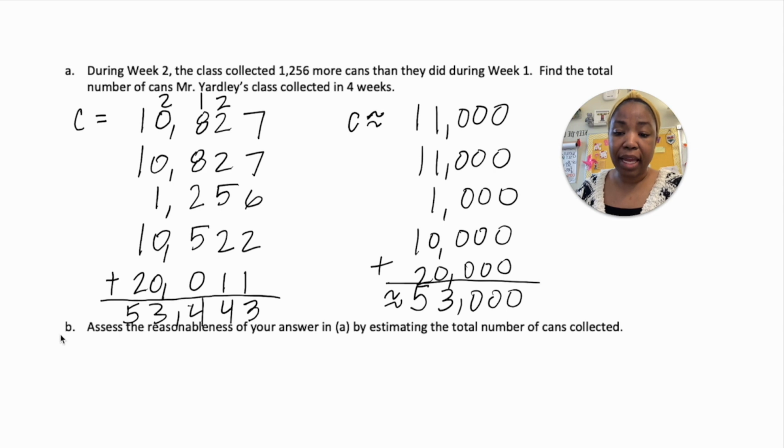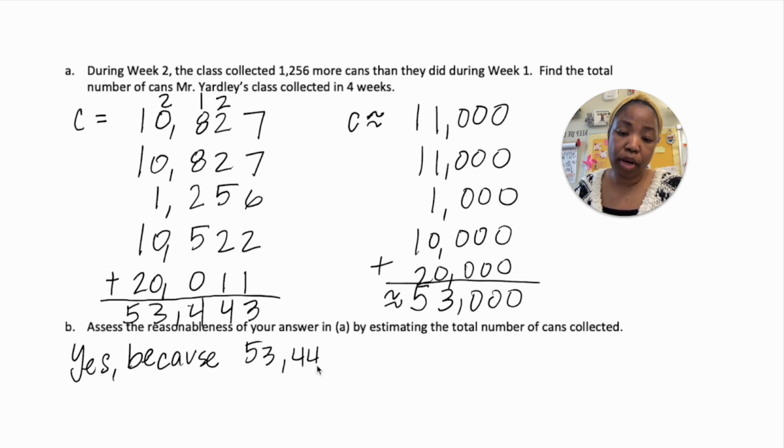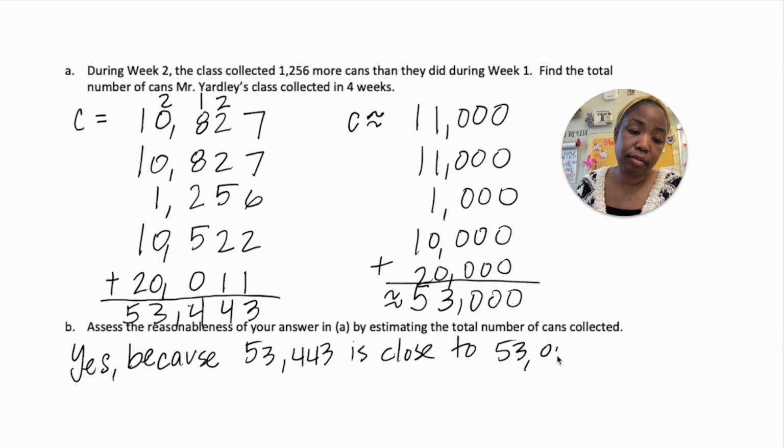So we could say yes, our answer is reasonable because 53,443 is close to 53,000.